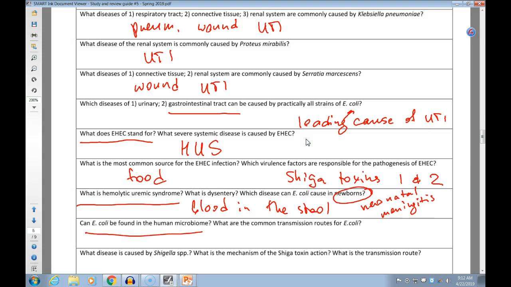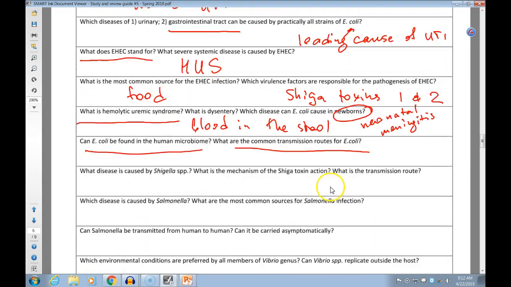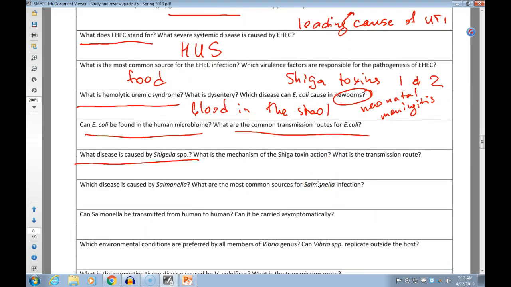E. coli can be found in the human microbiome, in the gut. Common transmission routes, fecal, oral, and nosocomial, self-inoculation. Shigella, shigellosis, inhibition of the protein synthesis. Transmission route, fecal, oral. Okay.